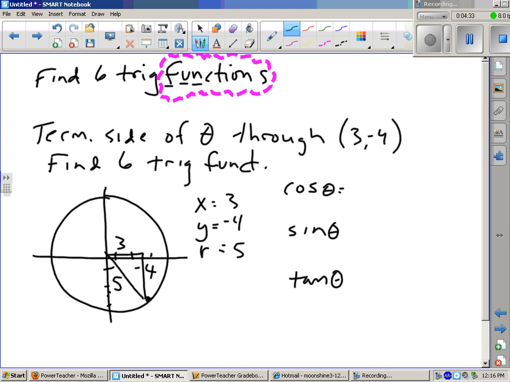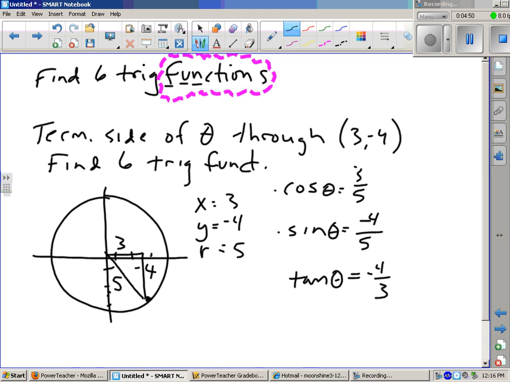So cosine is x over r, so 3/5. Sine is y over r, so negative 4/5. Tangent is y over x, or sine over cosine. The 5's would cancel, you get negative 4/3.